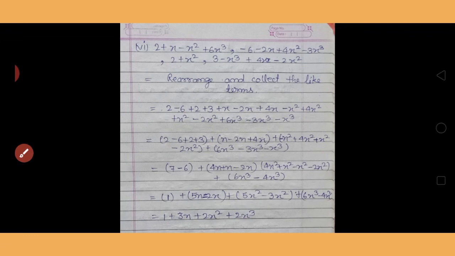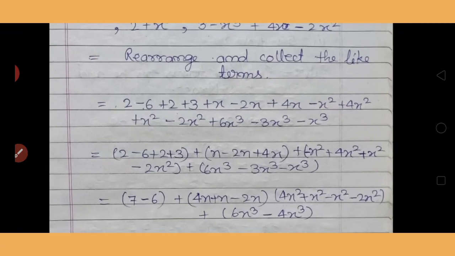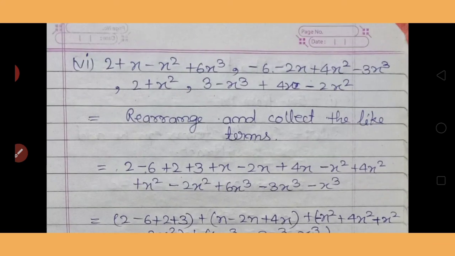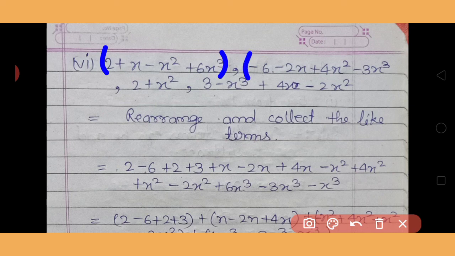Next question, the same type of question is given. 2 plus x minus x square plus 6x cube. This is the first expression. It is given for the addition. Minus 6 minus 2x plus 4x square minus 3x cube. Third expression, 2 plus x square. Only two terms are given. In the next expression, 3 minus x cube plus 4x minus 2x square.